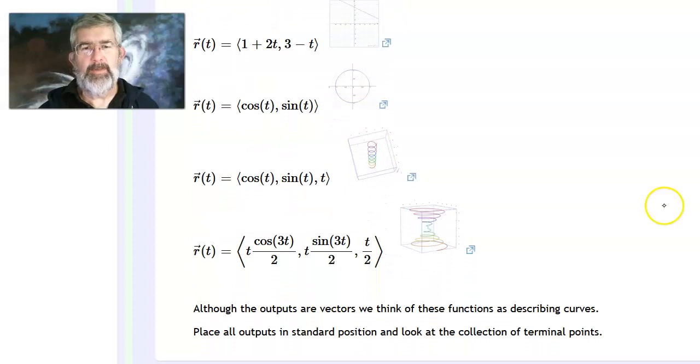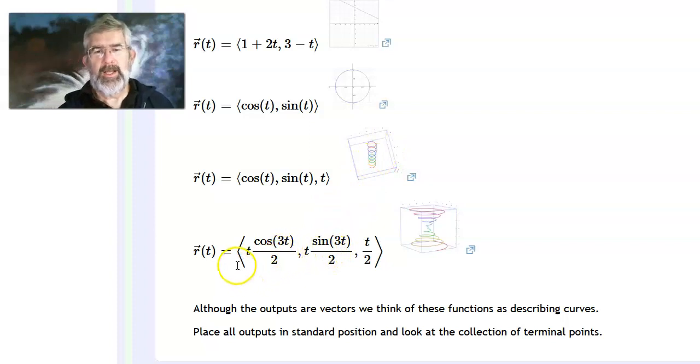Here's a couple of examples in R3, the same cos t, sine t as the previous example, but now I have the z-coordinate being t. And it looks like I got a little spring thing there. It's called a helix. Again, we will zoom in on that shortly. And this last one, who knows what this is. Anyway, it has 3 coordinates for output, x, y, and z. So this is from the reals to R3.